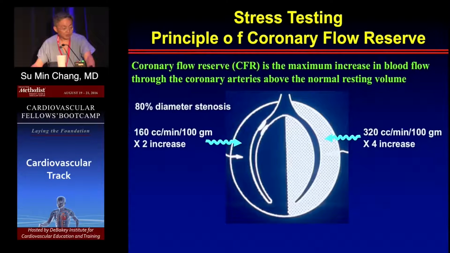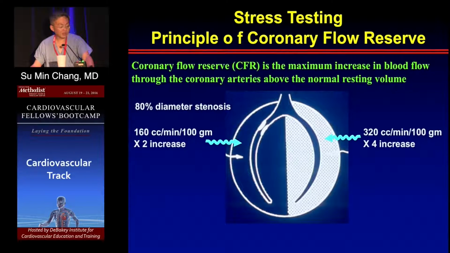And this is how we detect a perfusion defect. On the left-hand side, you have a vessel with 80% diameter stenosis. With pharmacological vasodilation, the flow is going to increase about twice, okay? So it's actually still increasing blood flow to the stenotic area. That's very important for you to understand. That's why pharmacological stress is so safe most of the time. But in a normal vessel, it's going to increase by 4, and you can see the difference in the uptake. That's how we determine the perfusion defect, okay?